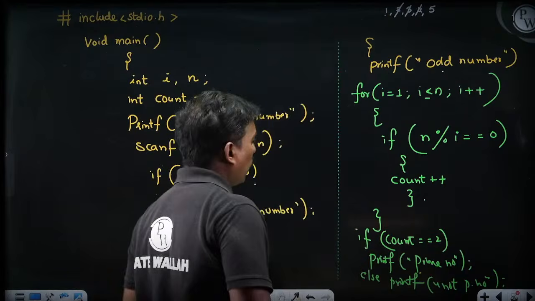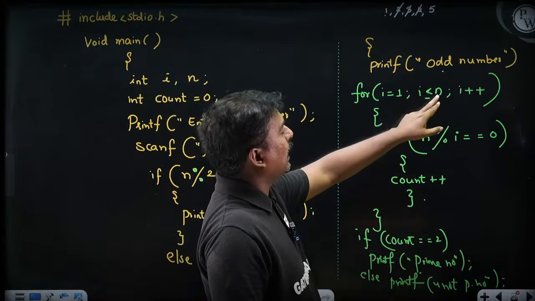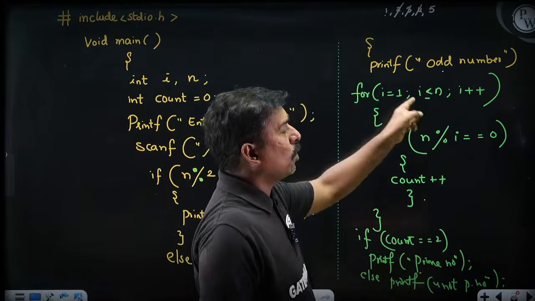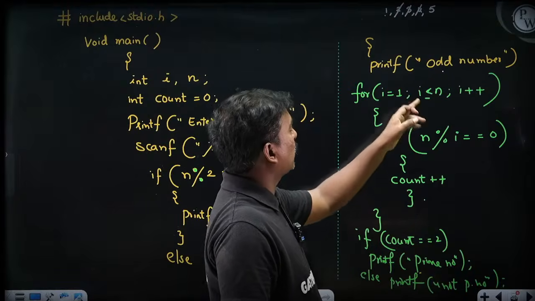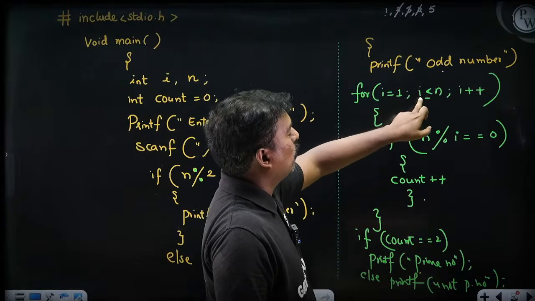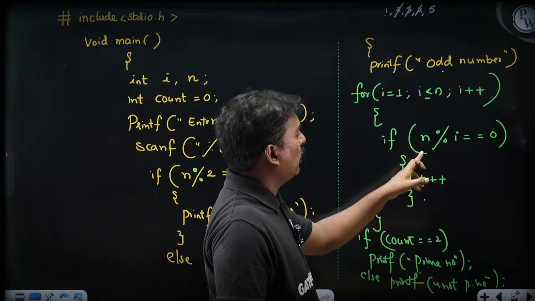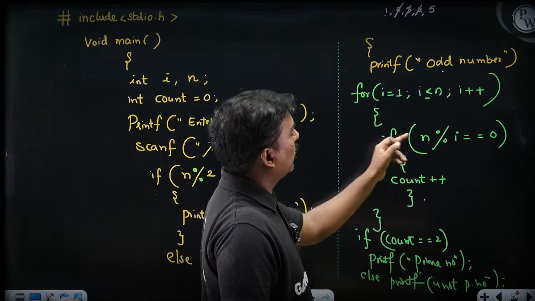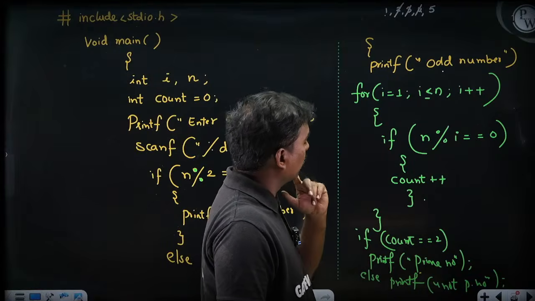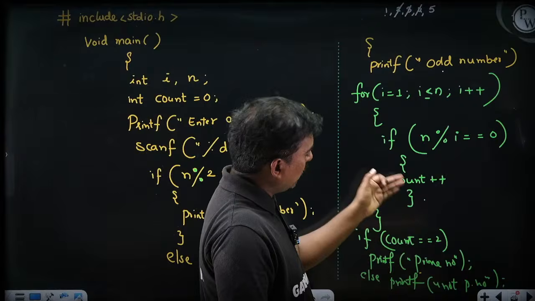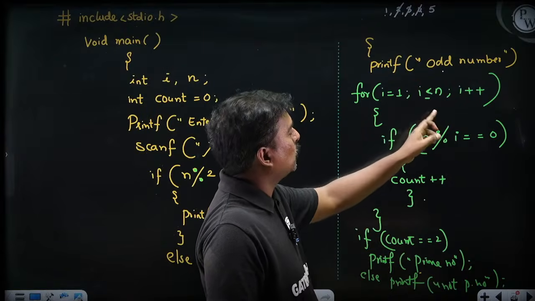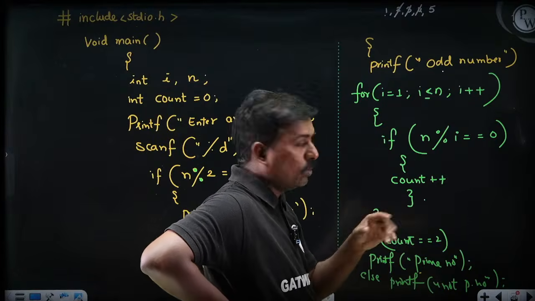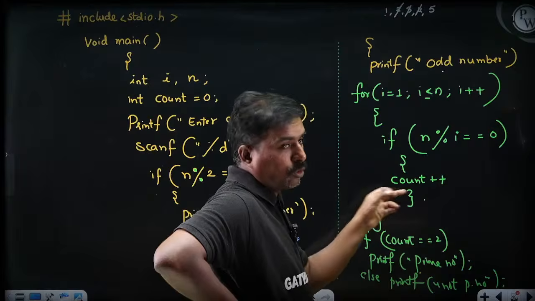Okay. So now what I am writing is: for i equal to 1, i less than or equal to n, whatever the number n is that you have taken, you go on dividing with this. First I am taking 5, so i is equal to 1. Divide 5 by 1, the remainder will be 0. Then the count should be updated with count plus plus. Next, i plus plus means it's 2, less than or equal to 5. So 5 divided by 2, the remainder is not equal to 0. The count should not be updated.